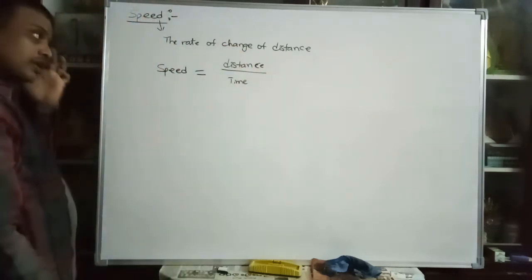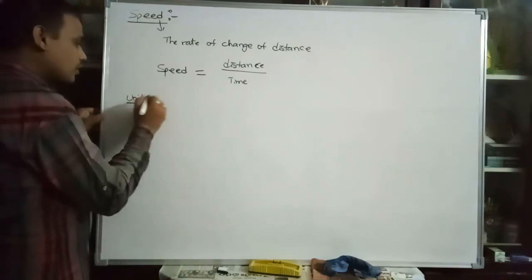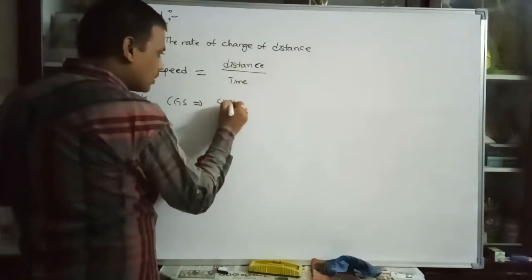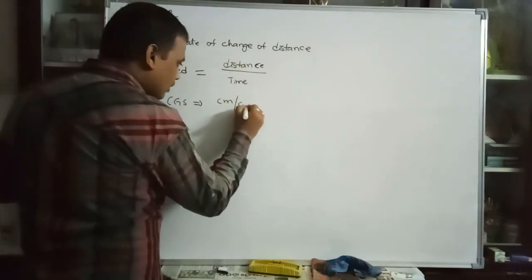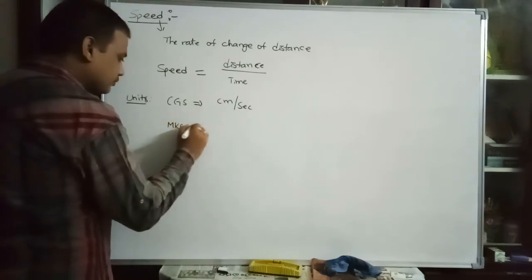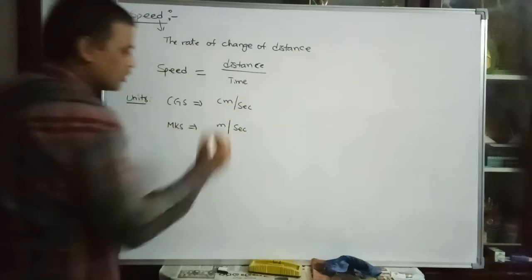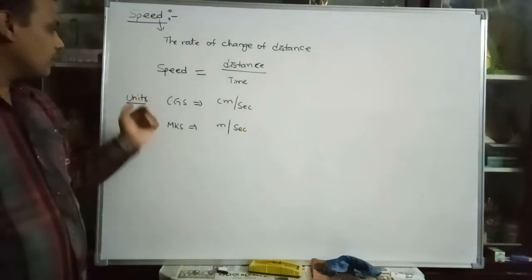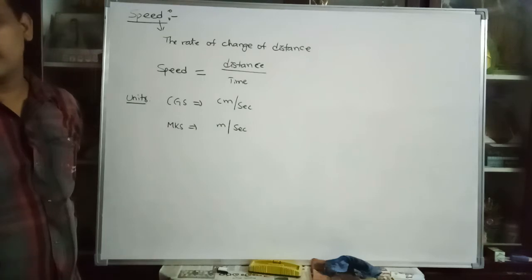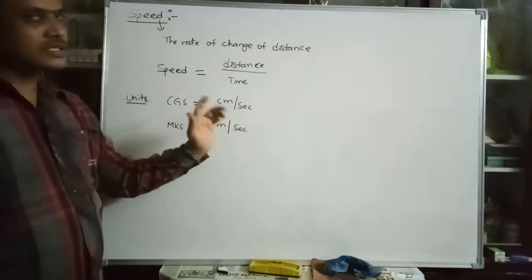Speed is distance by time interval. According to the formula, in the CGS system the distance unit is centimeter and the time unit is second, so centimeter per second. In the MKS system, the distance unit is meter and the time unit is second. So the basic units are centimeter per second or meter per second. From a numerical point of view, each time we can mention it in the MKS system.